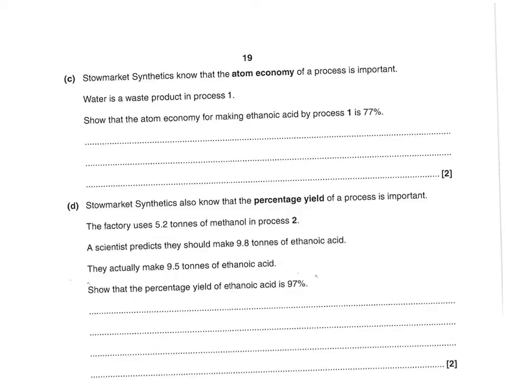Next question. Stowmarket Ethics know that the atom economy of a process is important. Water is a waste product in process 1. Show that the atom economy for making ethanoic acid in process 1 is 77%. So remember, atom economy is the relative mass of the desired product. So in this case, that is the ethanoic acid. So ethanoic acid has a relative mass of 60, and then you divide that by the relative mass of all the products. So that's 60 plus the water, which is 18. And then for atom economy, it's a percentage, so you times that by 100, and that equals 77% if you work that out.